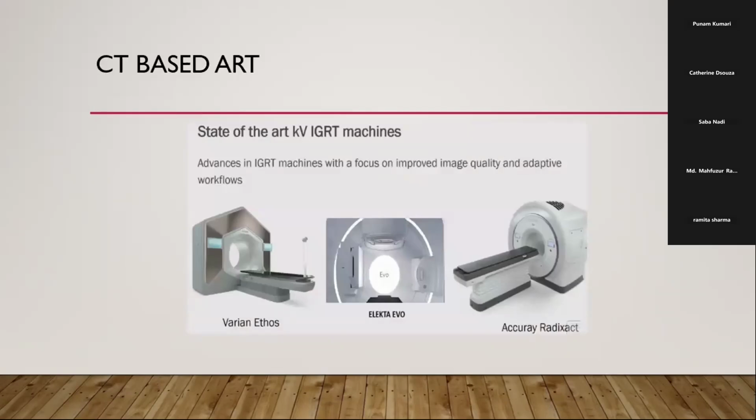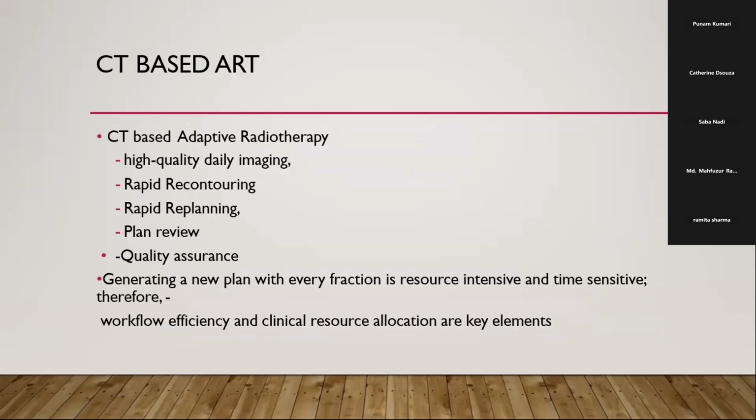The state-of-the-art kV IGRT machines available in the market now are Varian Ethos, Elekta Evo, and Accuray Radixact. They are CT-based adaptive radiotherapy. They give high quality daily imaging, with rapid recontouring and rapid replanning, because all are AI driven. Plan review can be done quickly, and quality assurance can also be done, with software like Mobius available in the system. Generating a new plan with every fraction is resource intensive and time sensitive. Therefore, workflow efficiency and clinical resource allocation are key elements.